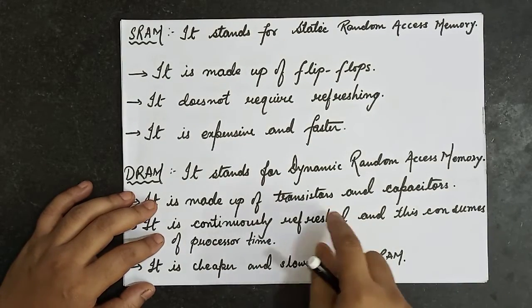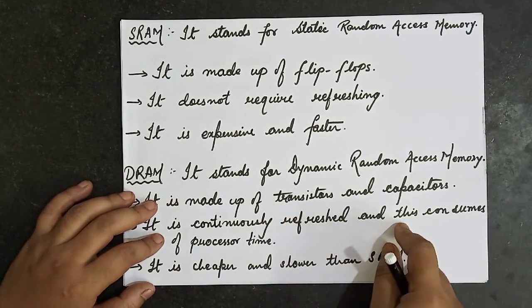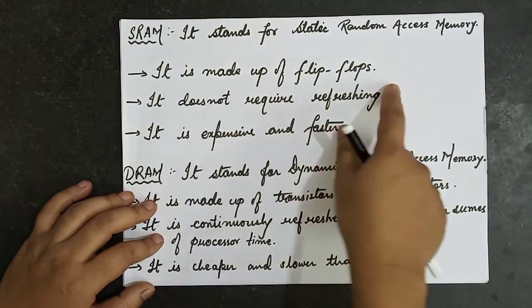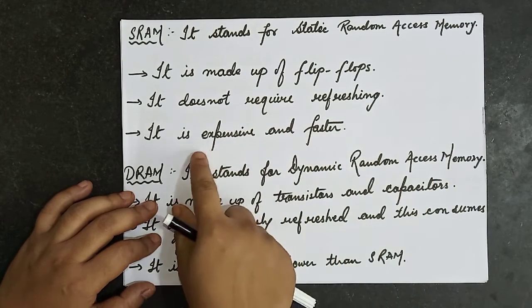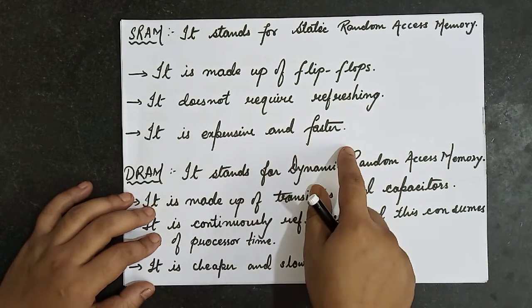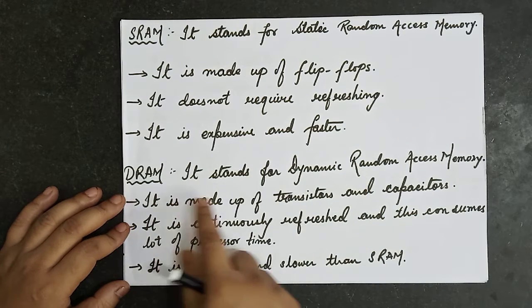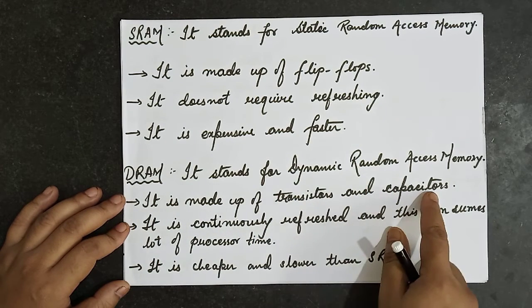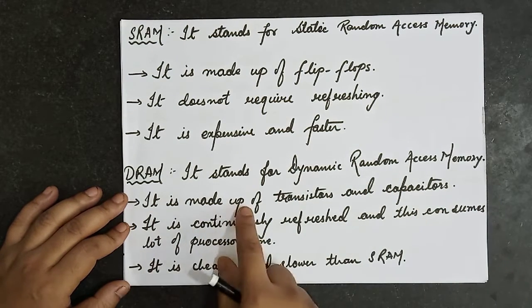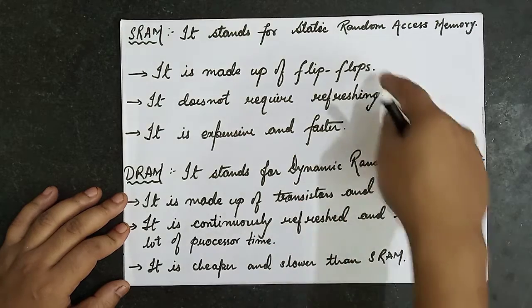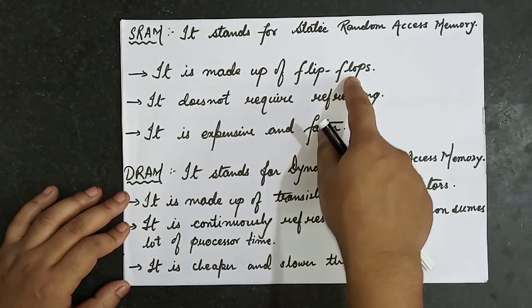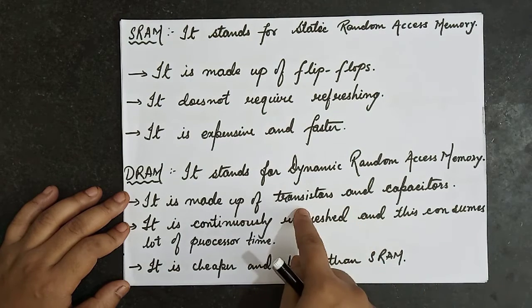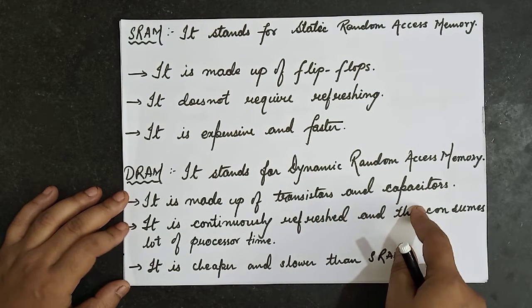SRAM stands for static random access memory. It is made up of flip-flops. It does not require refreshing. It is expensive and faster. If we talk about DRAM, it stands for dynamic random access memory. It is made up of transistors and capacitors. If we see both, we can understand SRAM is made up of flip-flops, whereas DRAM is made up of transistor and capacitor.